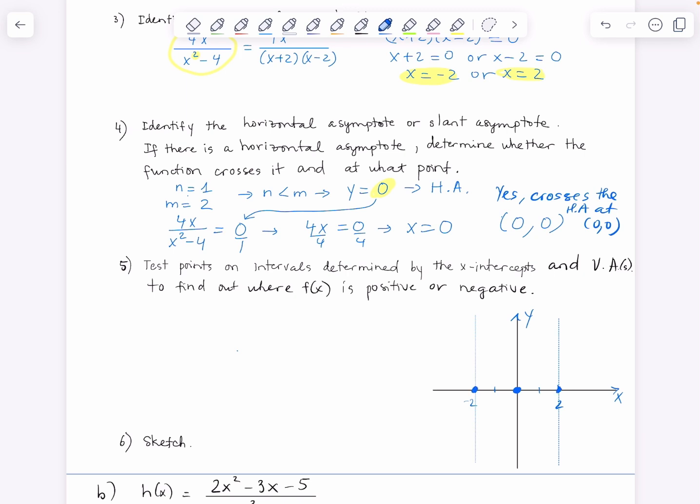So now step 5 says test points on intervals determined by the x-intercepts. So what I see here is 1, 2, 3, 4 intervals. With those 4 intervals, you are going to write negative infinity to -2, and then -2 to 0, and then 0 to 2, and then 2 all the way to infinity. So we're actually going to create a table.